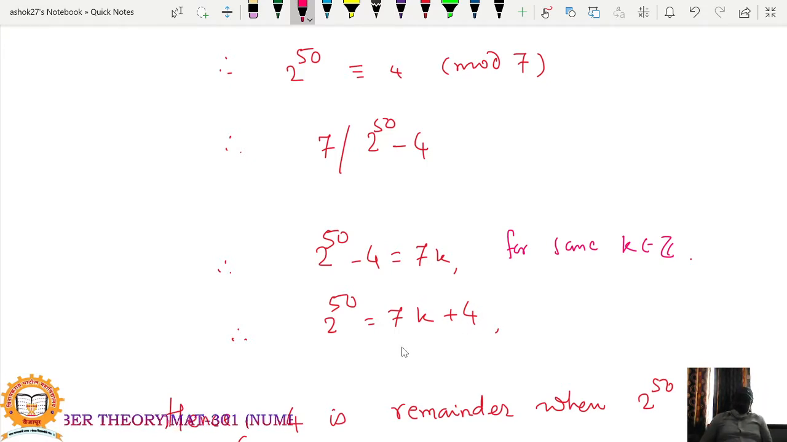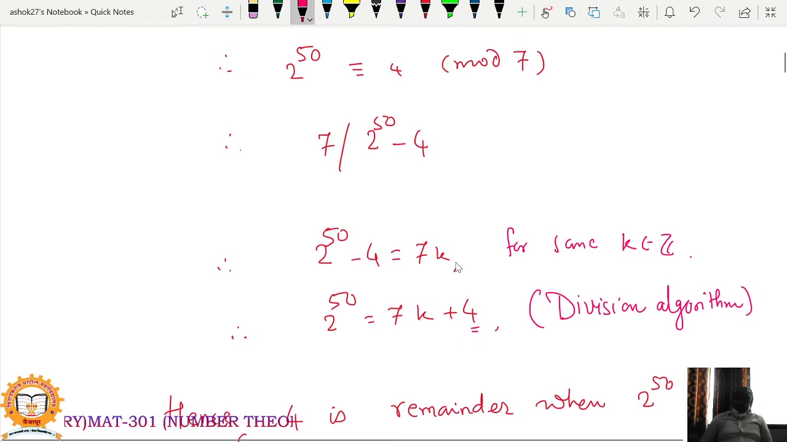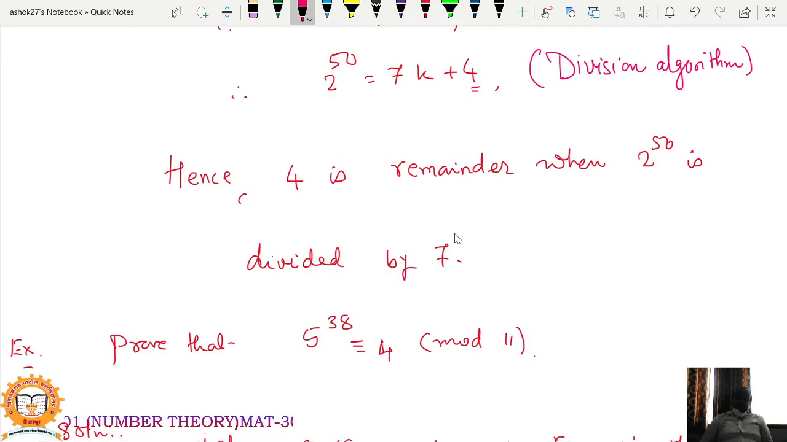So what is the meaning of this? When we divide 2 raised to 50 by 7, then the remainder is 4, using the division algorithm. So using the division algorithm, if we divide 2 raised to 50 by 7, then the remainder is 4. So this is our solution. When 2 raised to 50 is divided by 7, then the remainder is 4.